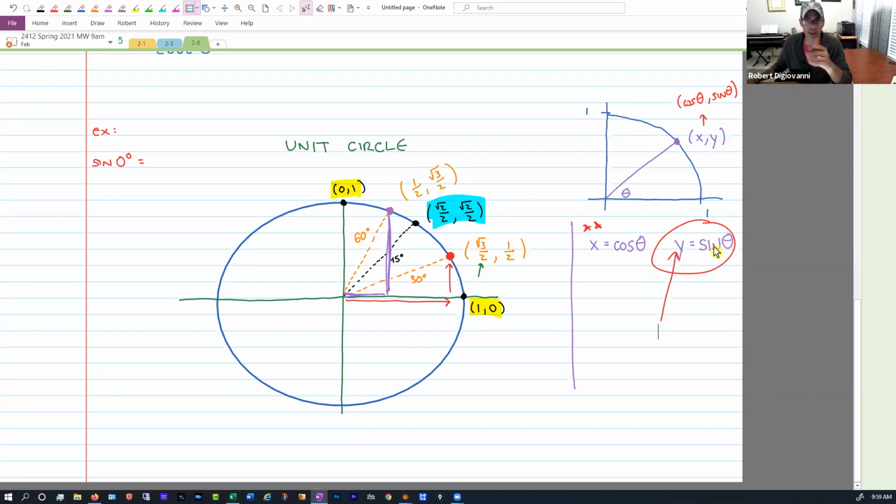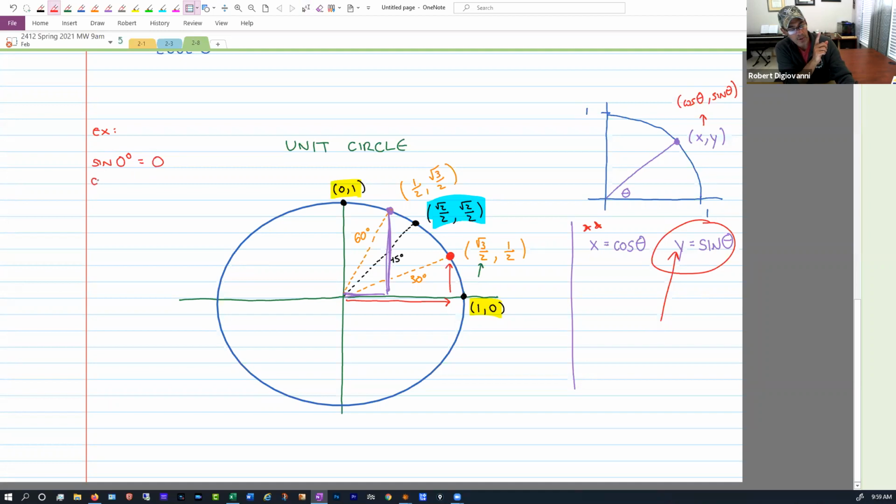So let me just recap. That's correct, Yamna, thank you. So the way you should be thinking about this is when you see sine of 0 degrees, you should be thinking, okay, I'm on the unit circle, I'm at 0 degrees, I'm thinking about what the ordered pair is there, right? The ordered pair is 1, 0. And because it's sine, I'm thinking about the Y coordinate, and the Y coordinate is 0. So my answer here is 0.